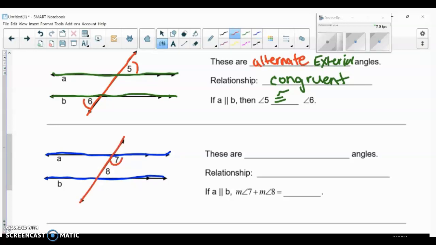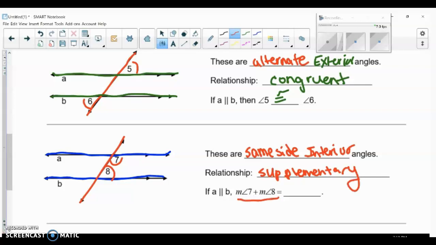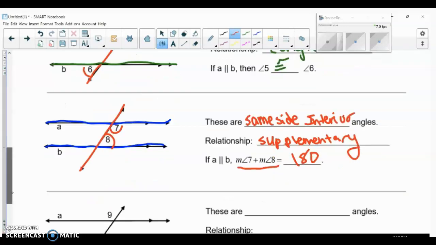And if you recall, these are called consecutive interior angles or same side interiors. You might see either one on the test. Personally, I like consecutive better, but same side is a little bit easier to write. Okay, and these angles are supplementary. So if you recall from Unit 1, supplementary means that their measures add up to 180 degrees.